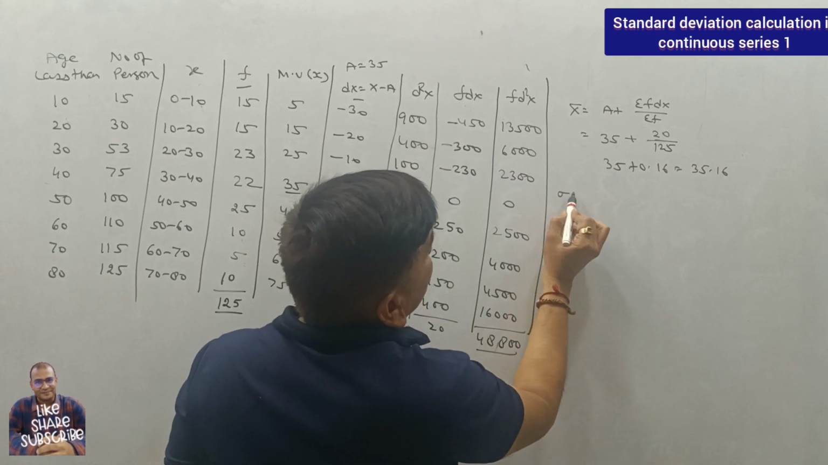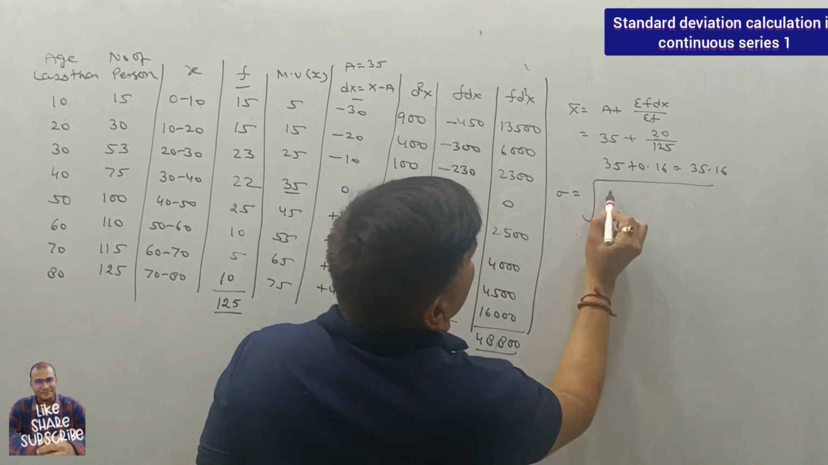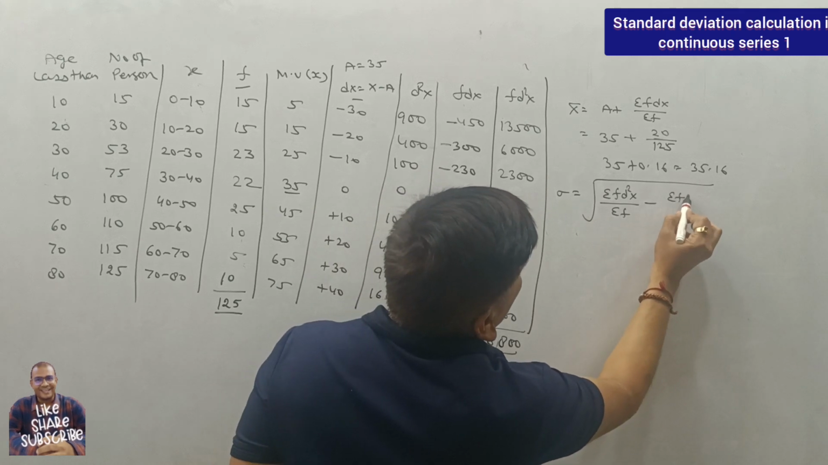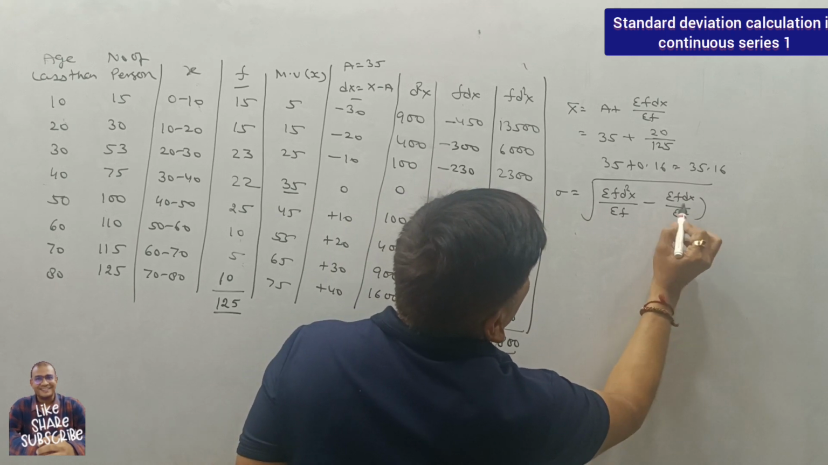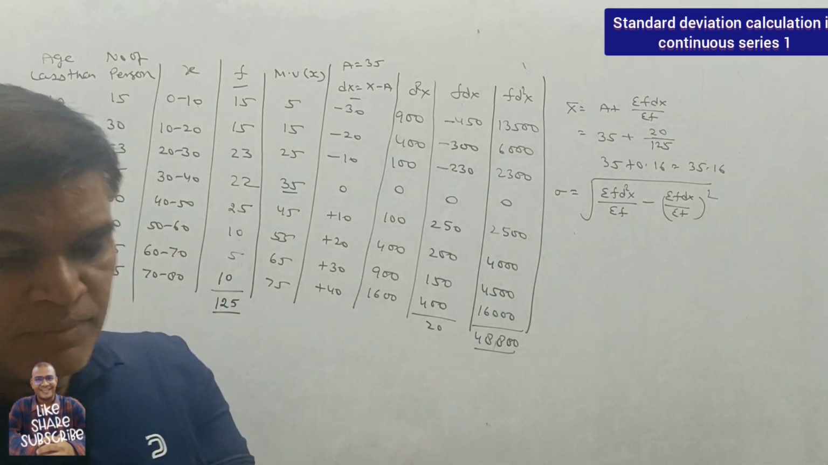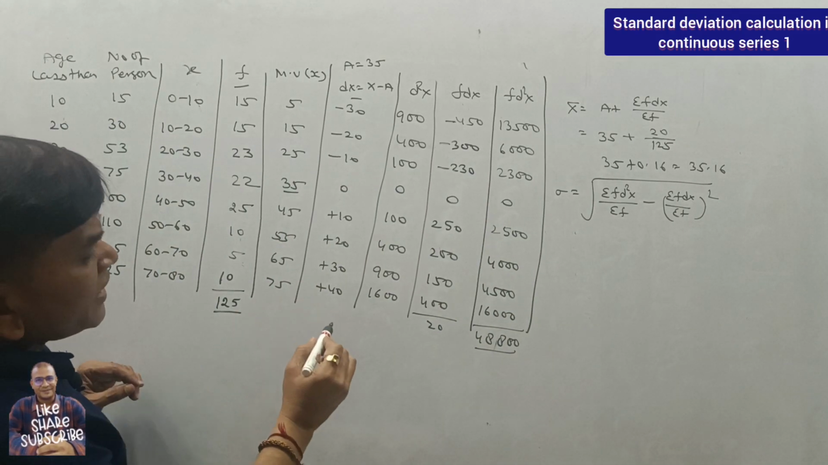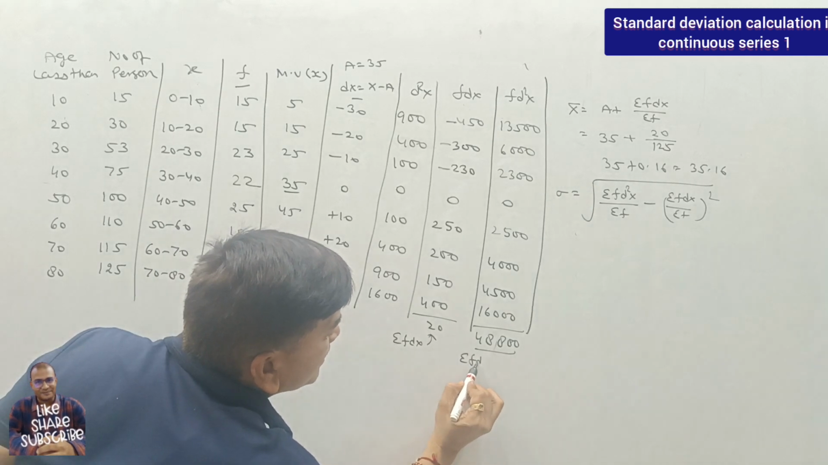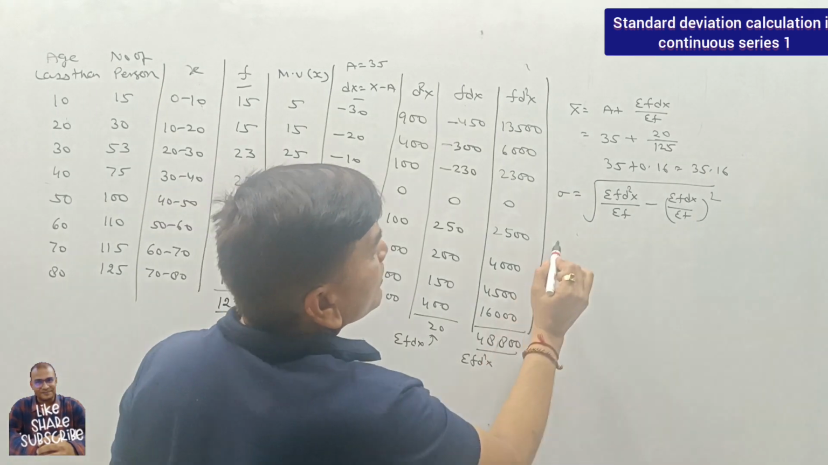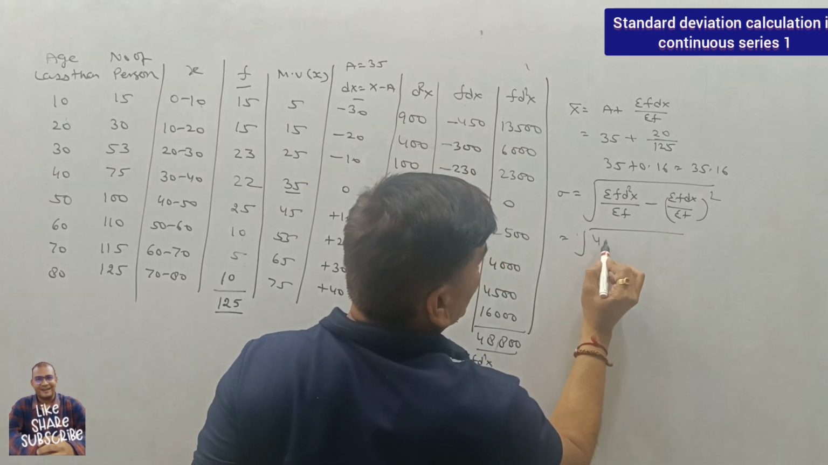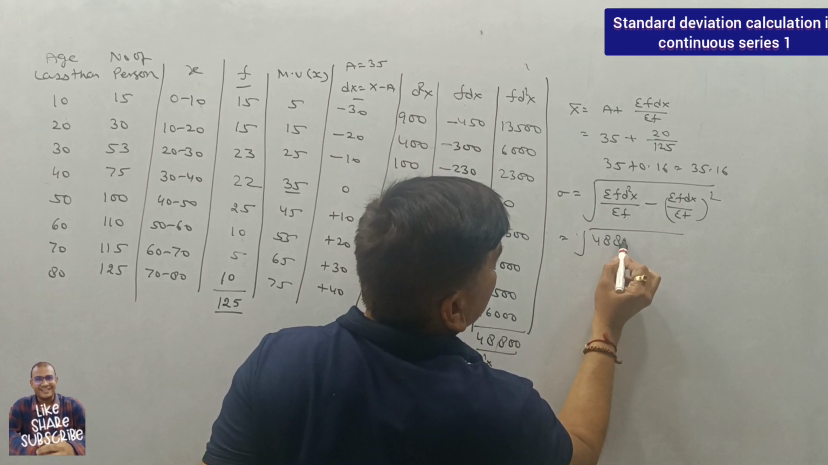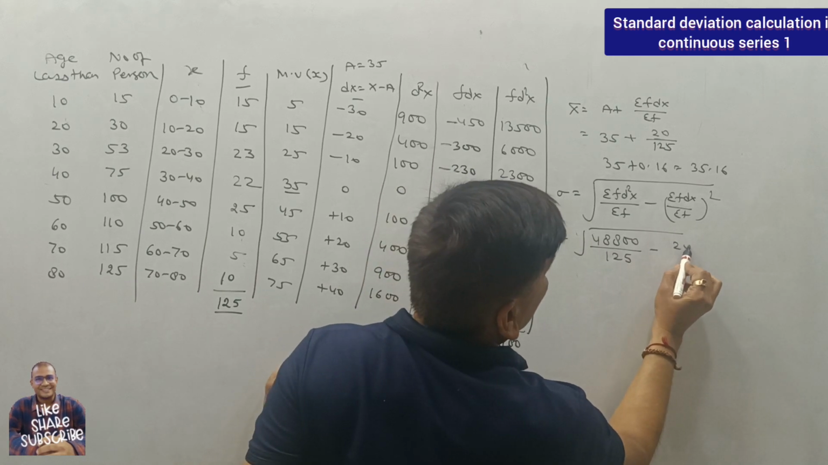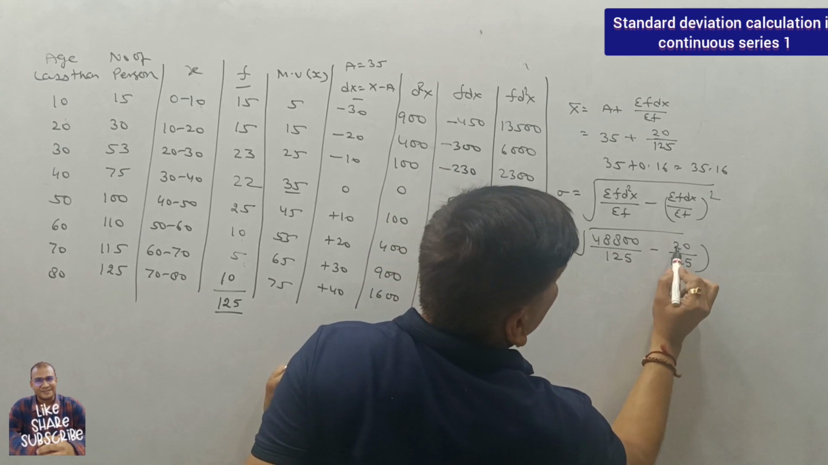Okay. The formula for standard deviation is the square root of sigma f d square x divided by sigma f, minus sigma f dx divided by sigma f, raised to power 2. This will be the formula. So here we have sigma f dx and sigma f d square x. We'll put in the values: 48800 divided by 125 minus 20 divided by 125 raised to power 2.